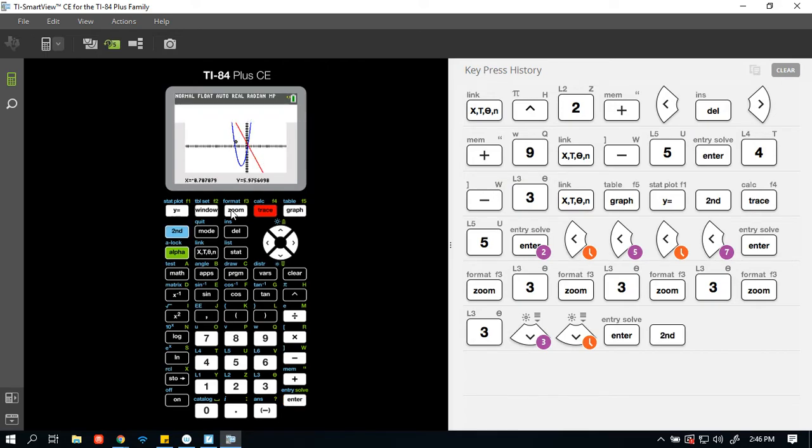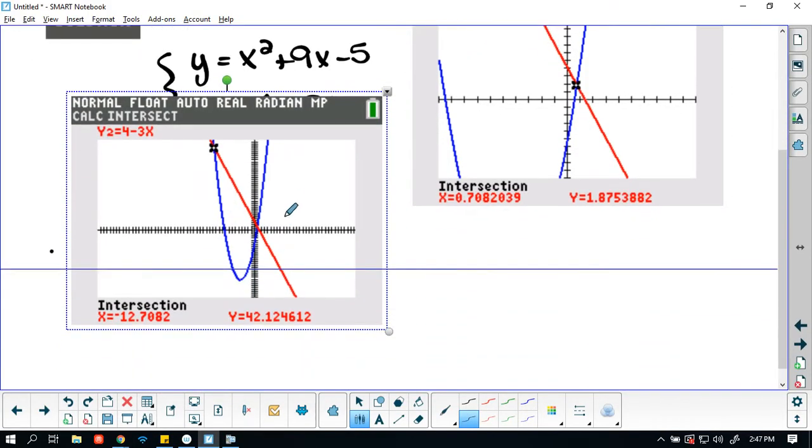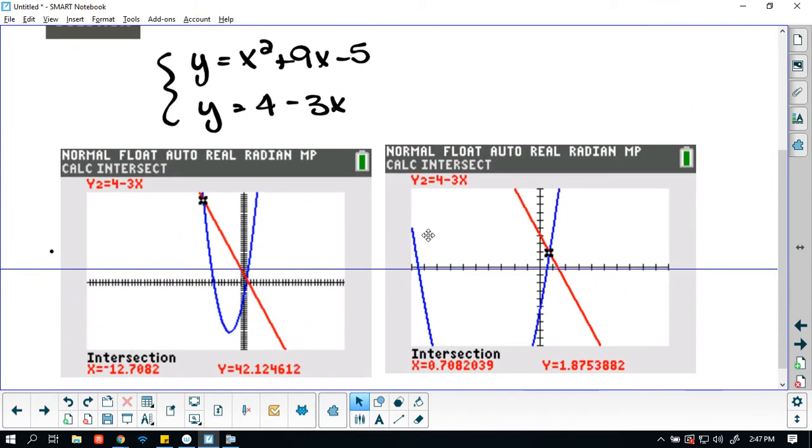I'm going to hit second trace. I'm going to go to intersect. Again, my first curve is going to be my y1 curve, and I can see the y1 right here. My second curve is going to be the y2 curve. For my intersection point, I'm going to guess it's about right there. And there's my second intersection point. So there are my 2 points.